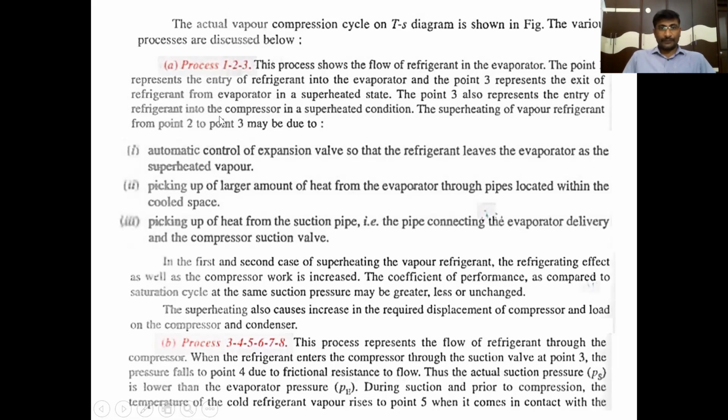The superheating of vapor refrigerant from 2 to point 3 may be due to 3 reasons. First, automatic control of the expansion valve so that the refrigerant leaves the evaporator as superheated vapor.